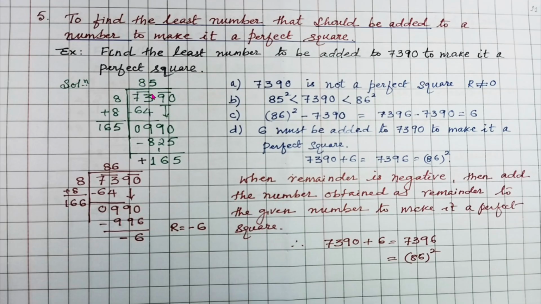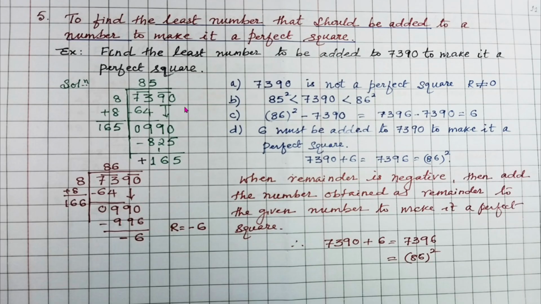Subtract 64 from 73, we get 09. Add 8, we get 16. I have chosen digit 5 here. 165 into 5 gives me 825. Because 825 is less than 990, if I take 6 here it would be greater than this, therefore instead of that I have taken 5. 165 into 5 is 825. Subtract it, we get the remainder 165.